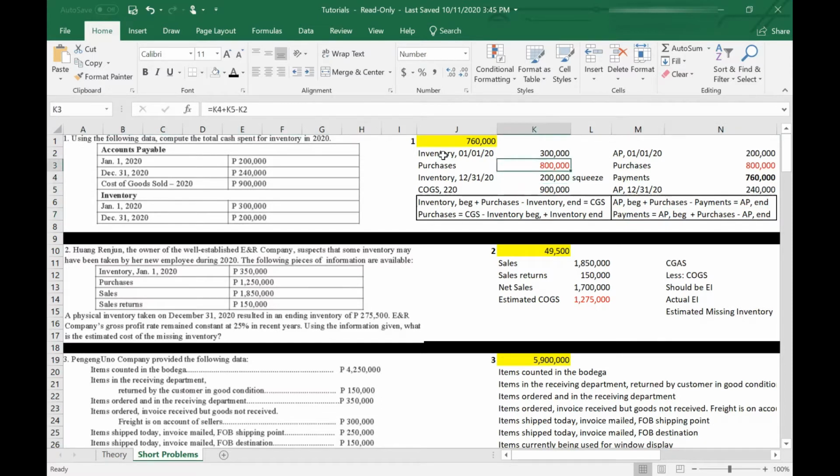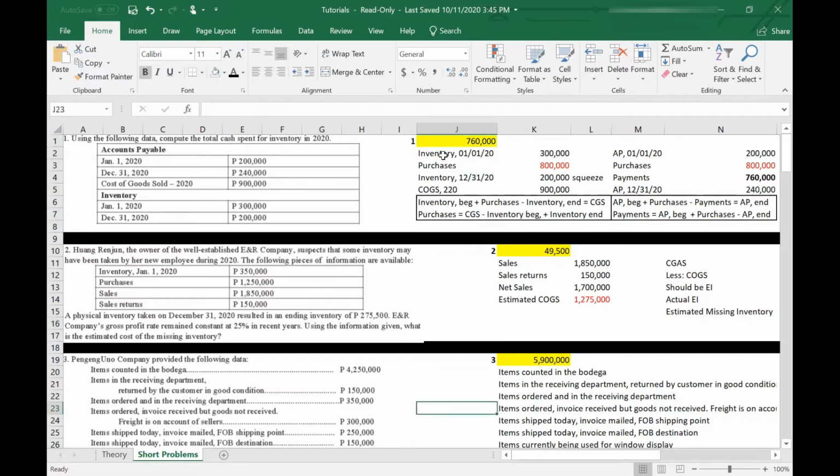So for this number, the important skill that you have to determine would be the interrelatedness of accounts and the use of a T account. The utilization of the T account is very much important, even when you go to more difficult accounting subjects. Having a T account allows you to understand more the given problem.